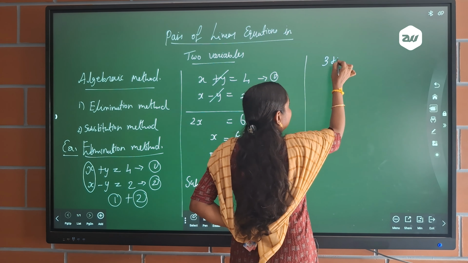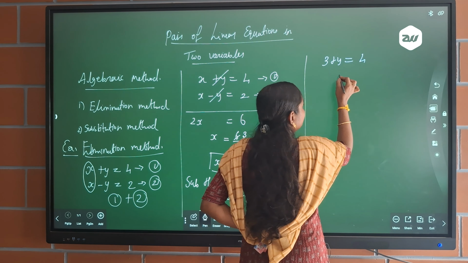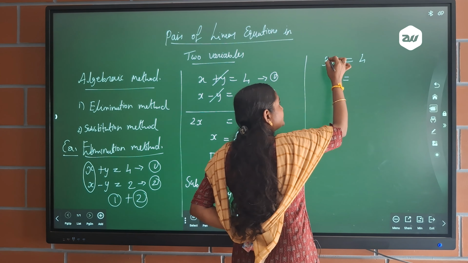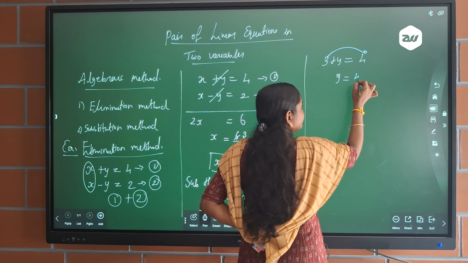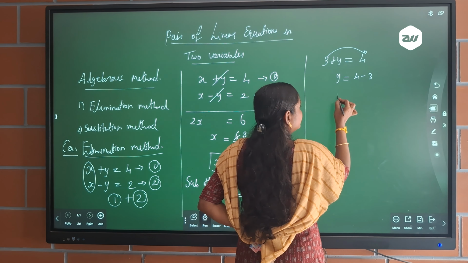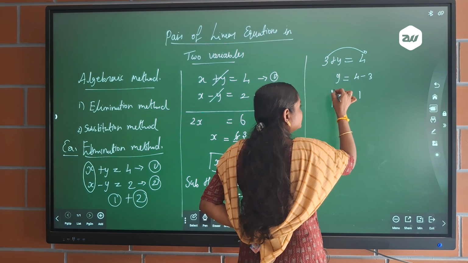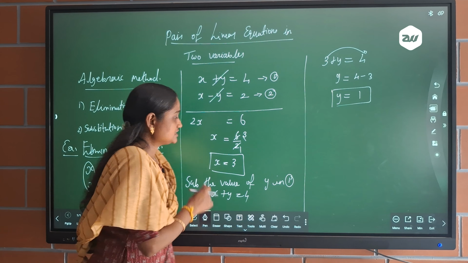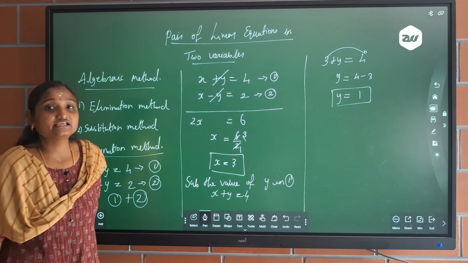So 3 plus y is equal to 4. So y is equal to 4 minus 3, since 3 is in addition, transposing it to that side means subtraction. So y is equal to 1. So the value of x is 3 and the value of y is 1.